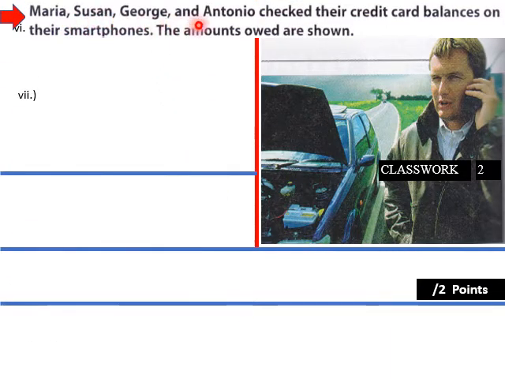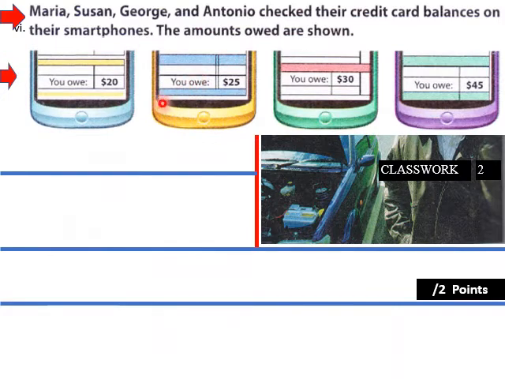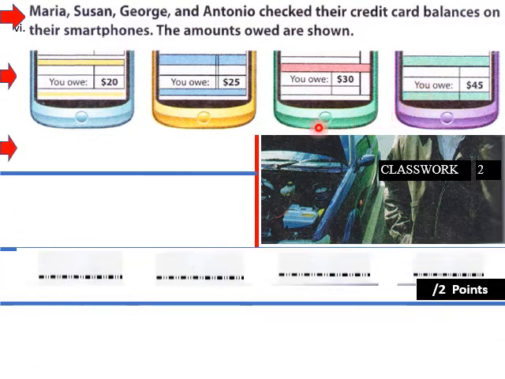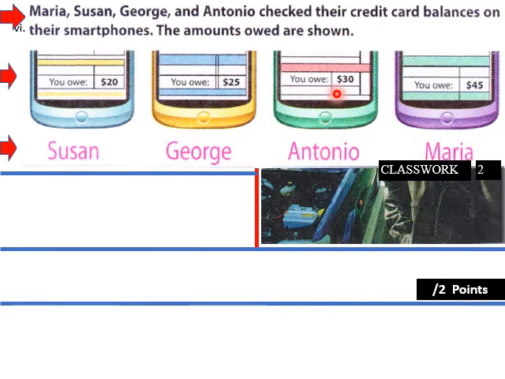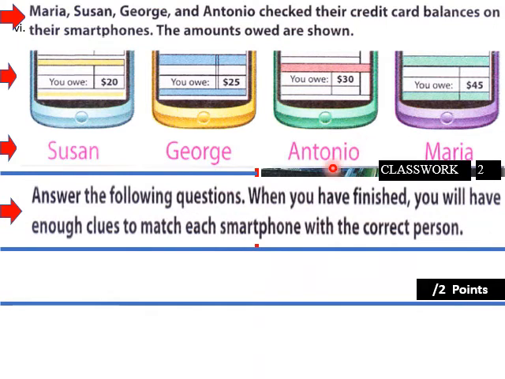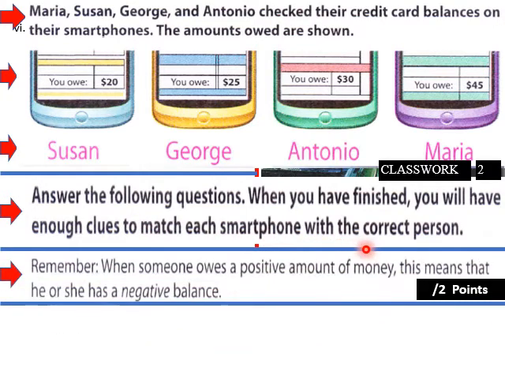Maria, Susan, George, and Antonio check their credit card balances on their smartphones. The amounts owed are shown, so you owe this, this, this, and this. And they are owned by, we're going to see, this is Susan's here. This is George. This is Antonio, and then this is Maria. So answer the following questions. When you have finished, you will have enough clues to match each smartphone with the correct person.